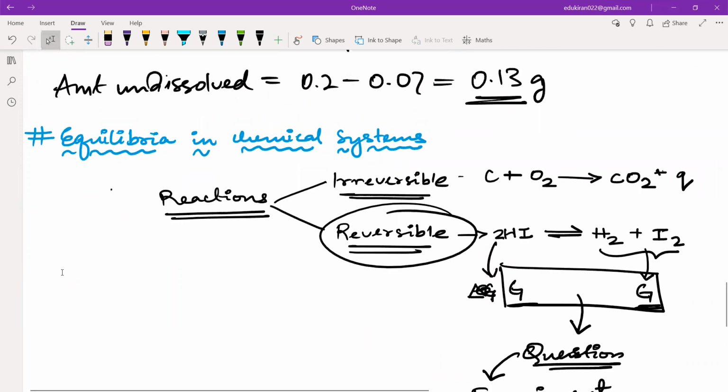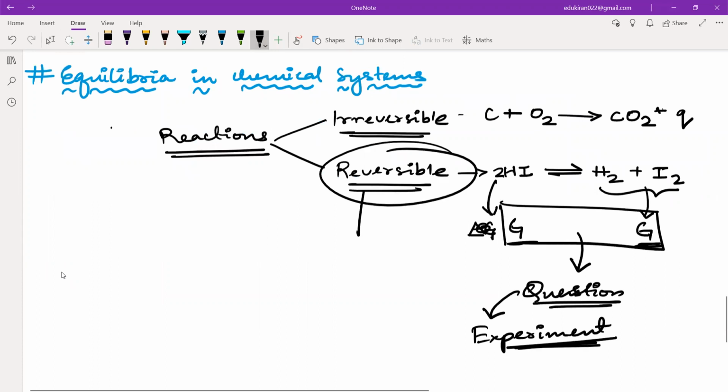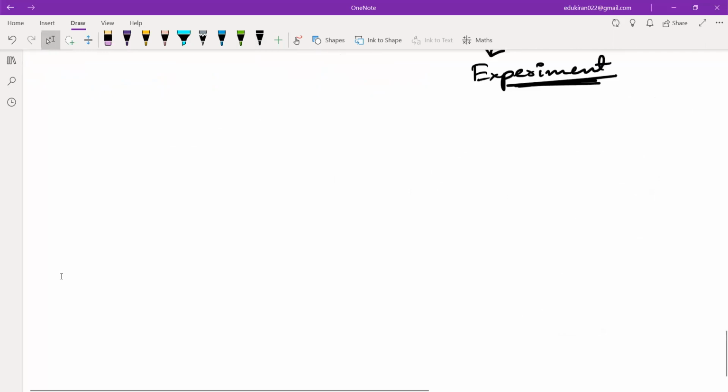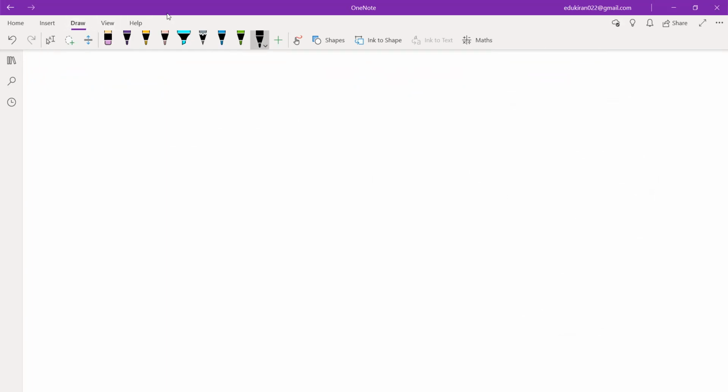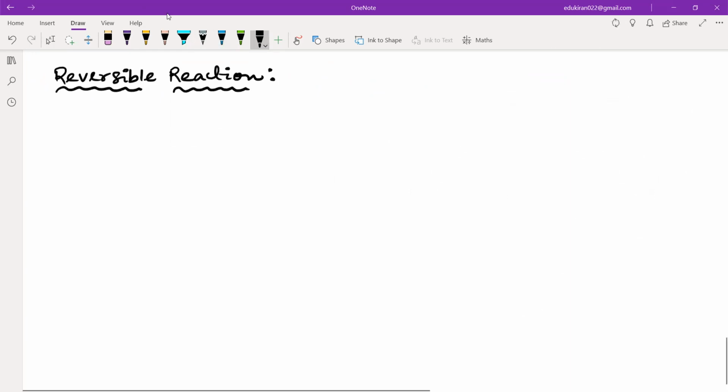Now we understood that we will only be talking about reversible reactions, and in reversible reactions, we can achieve equilibrium. Now let us write. First of all, what is a reversible reaction? Please write.